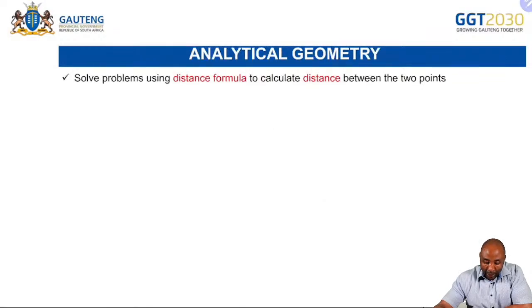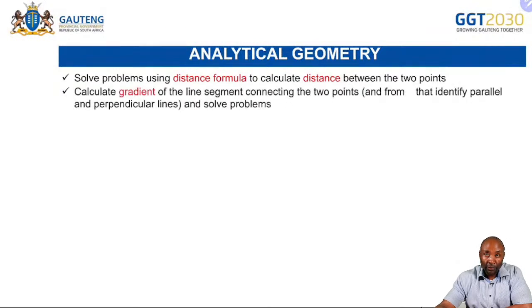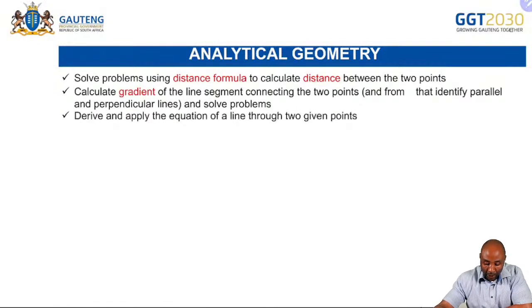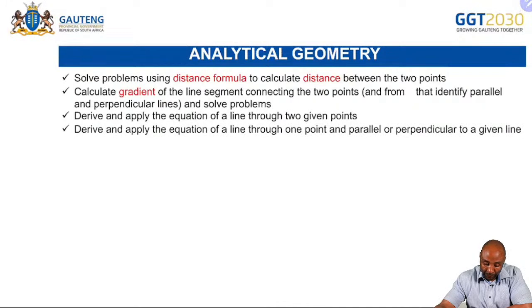Now, under analytical geometry, we solved questions on distance formula. We calculate distance. The other term that is associated with distance is the length. So we are able to find the length of a line, the distance between 2 points, the gradient of a line segment. We know how to get that one. The equation of a line through 2 points, we are able to get that one. And for us to get the equation of a line, we know that we need gradient and a point.